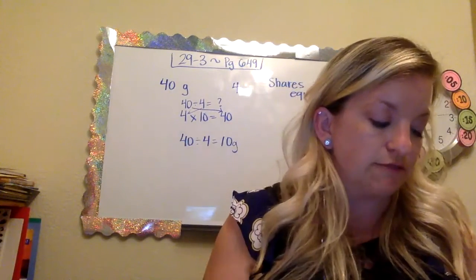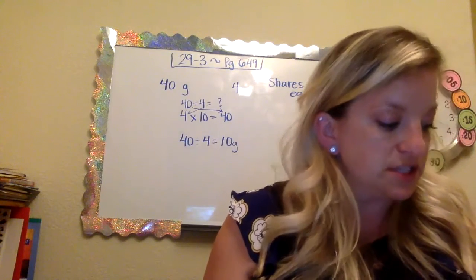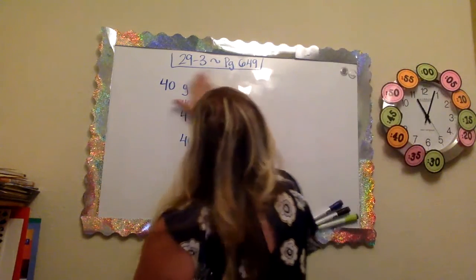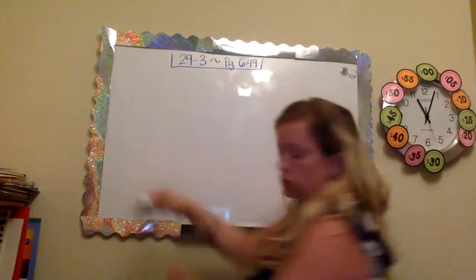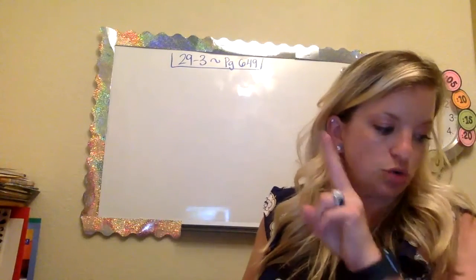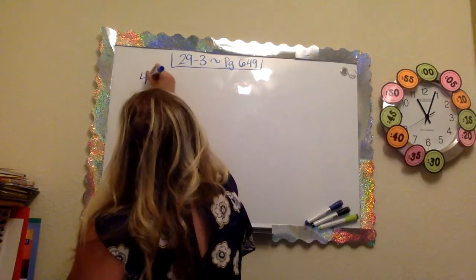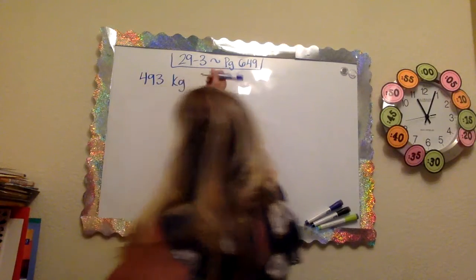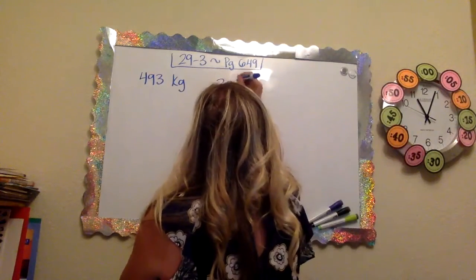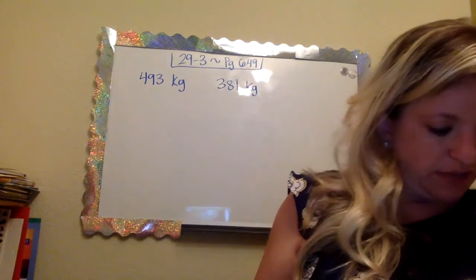Number 8, Micah owns 2 horses. One horse has a mass of 493 kilograms, and the other has a mass of 381 kilograms. What is the difference in mass between his 2 horses? Awesome. I'm going to erase a word clue from the previous problem for my next one. I'm going to read it a second time. Micah owns 2 horses. One horse has a mass of 493 kilograms, and the other has a mass of 381 kilograms. So those are the numbers you're going to circle. What is the difference in mass between the 2 horses?